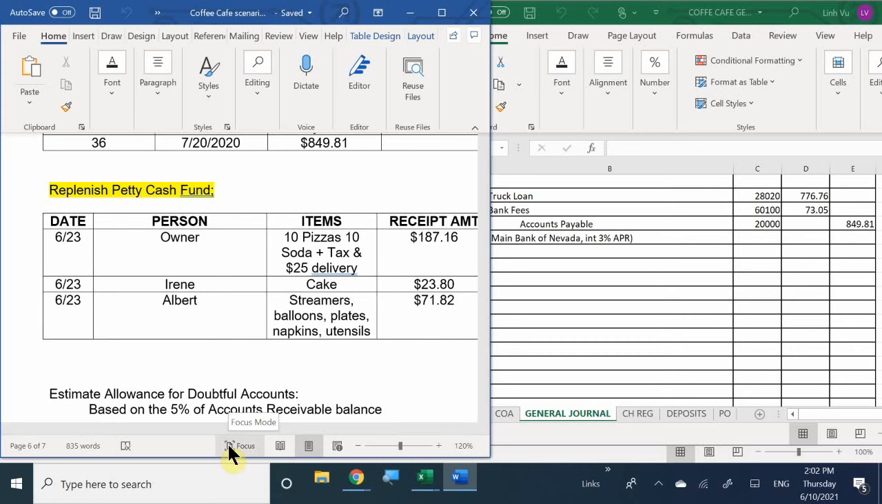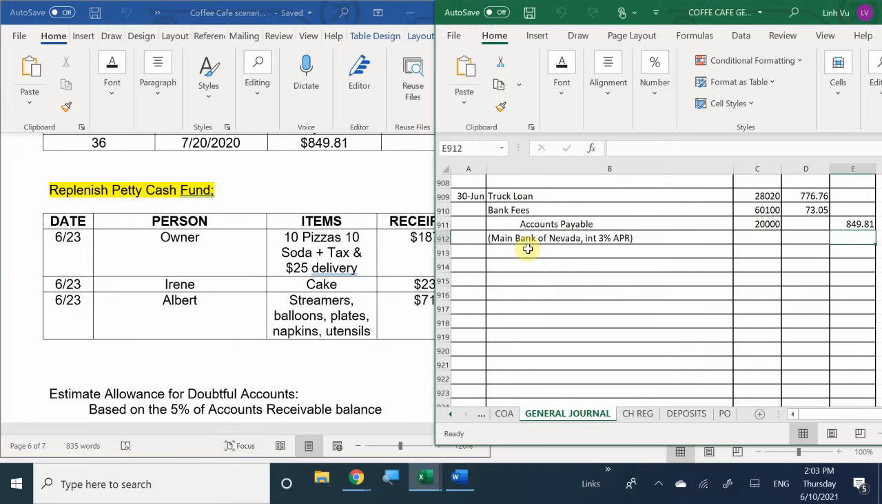We had Irene go purchase a cake for $23.80. And then we had Albert purchase some party supplies for the event, for a total cost of $71.82. So we are replenishing the petty cash fund. So how do we journalize this?